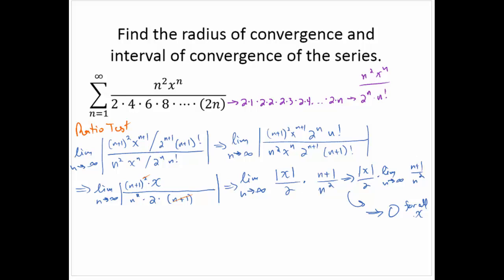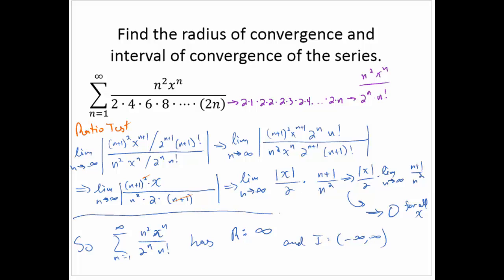So therefore, since that's less than 1, the sum of n squared x to the n over 2 to the n factorial from 1 to infinity has radius of convergence infinity and interval of convergence negative infinity to positive infinity. Right? This series will converge for all values of x.